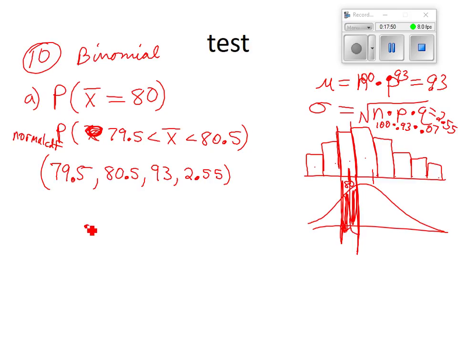And that's the probability. What we're saying is, what's the probability that we do this survey of 100 people and we get exactly 80 people who say yes, they use the internet? That's what we're looking at here.